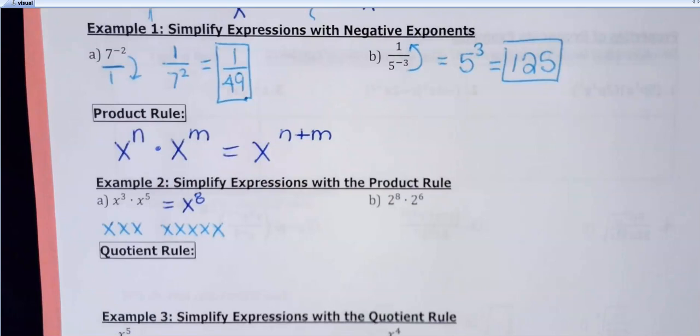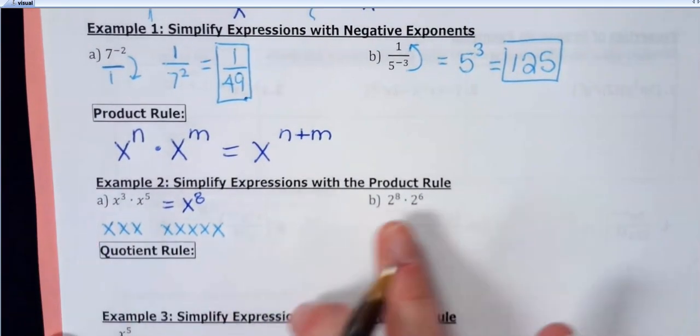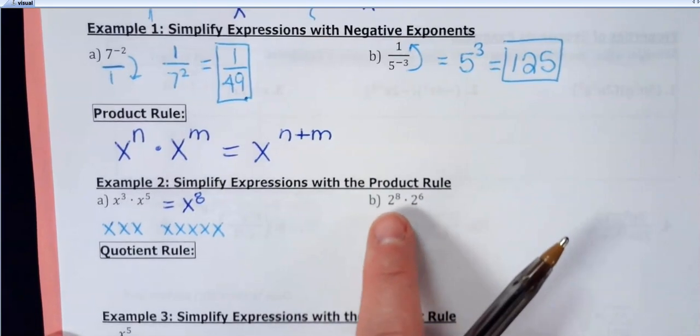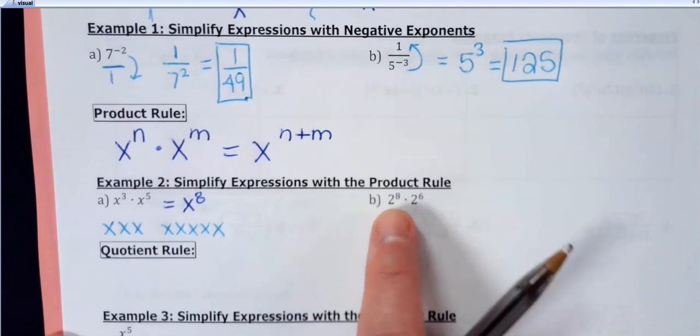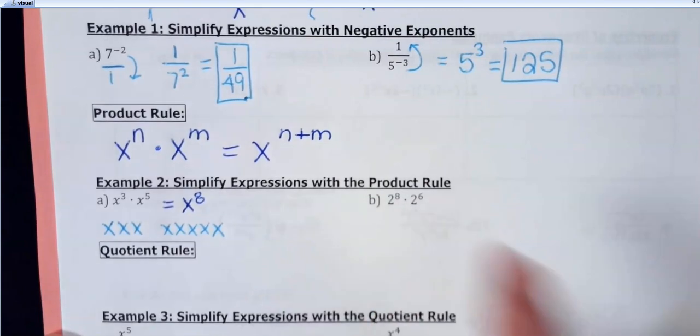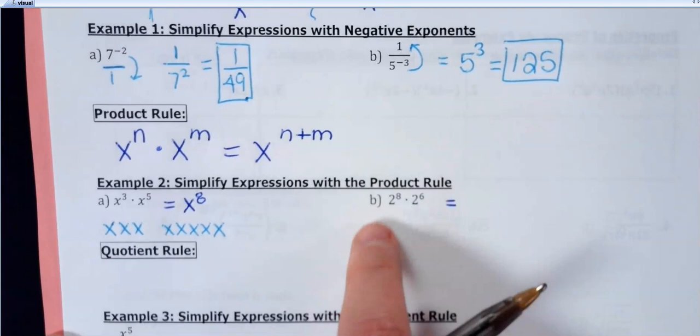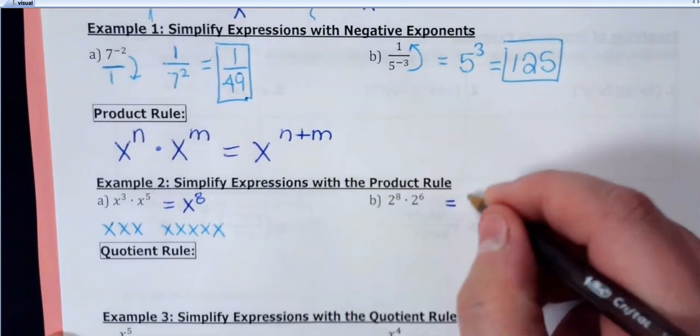Now, this one I put on here on purpose because people always mess this up. They're usually good with variables, but if I start to involve a number, people get messed up for some reason. So this is 2 to the 8th times 2 to the 6th. Now, don't write 4. I'm sure someone was really tempted to write 4. Don't multiply those numbers, okay? This is going to stay 2.